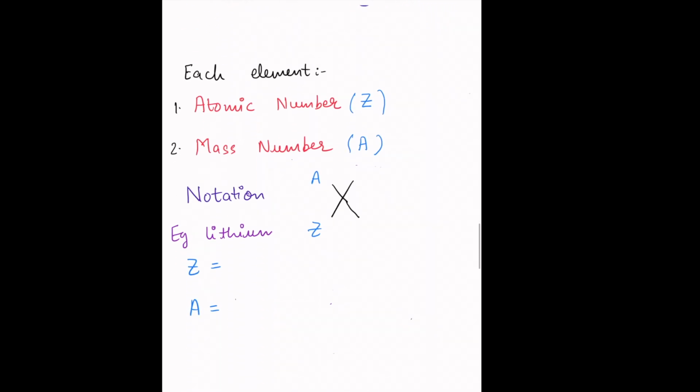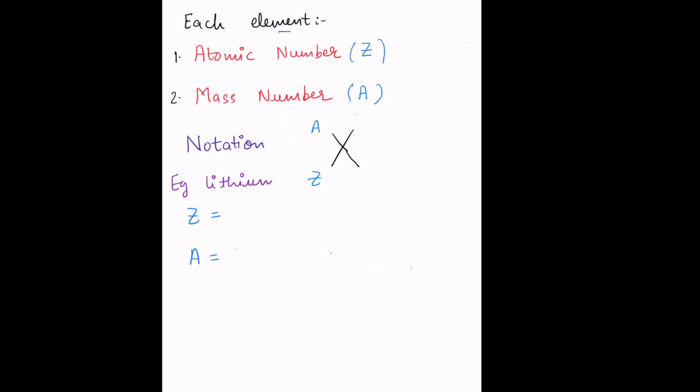The next thing is, each of these elements is represented by two main numbers. First is the atomic number and the second one is the mass number or atomic mass. The atomic number notation is Z and the mass number is A. So X is any symbol for any element you're representing, and the subscript is always the atomic number Z and the superscript is the mass number A.